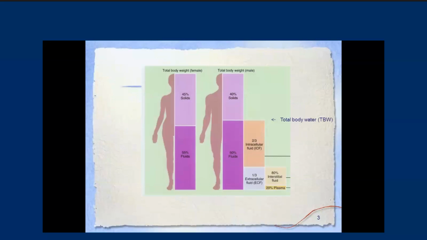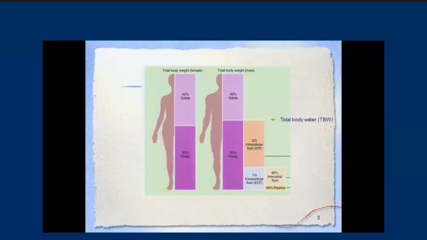So from this diagram, as you see, in an adult male around 60% of the total body weight is composed of fluids, while in females around 55% of the total body weight is composed of fluid. And this composition will vary based on the age of the patients.